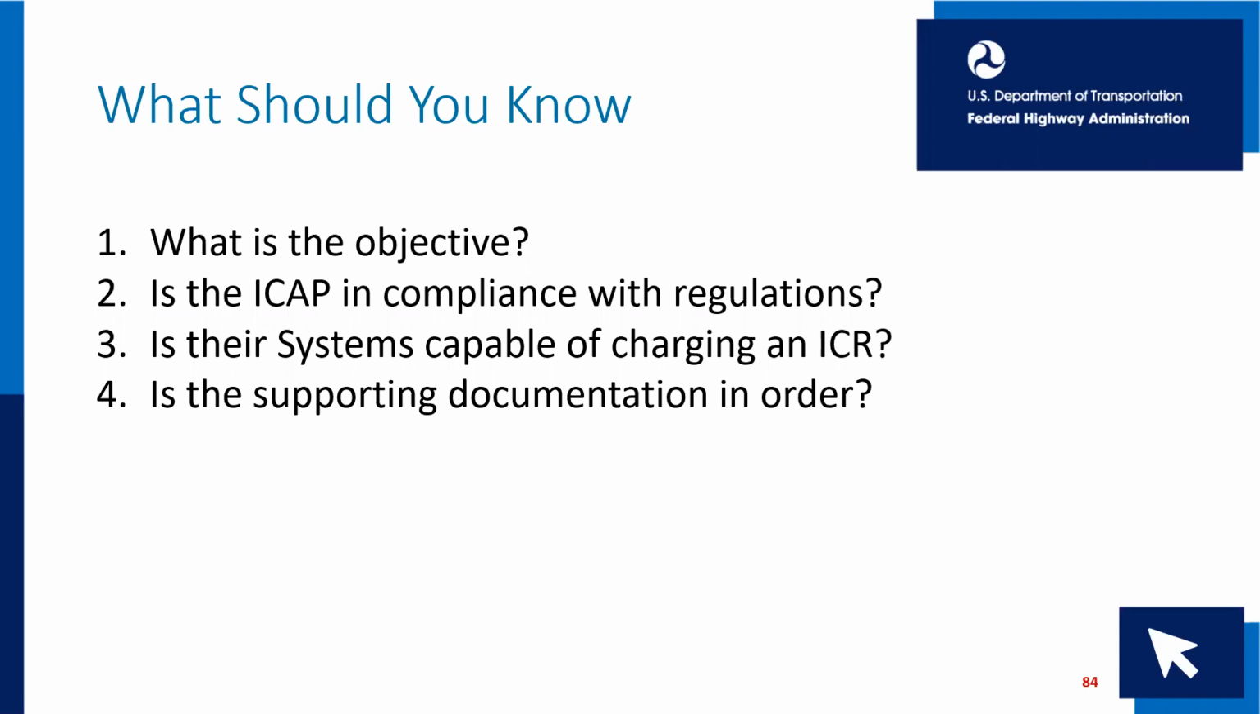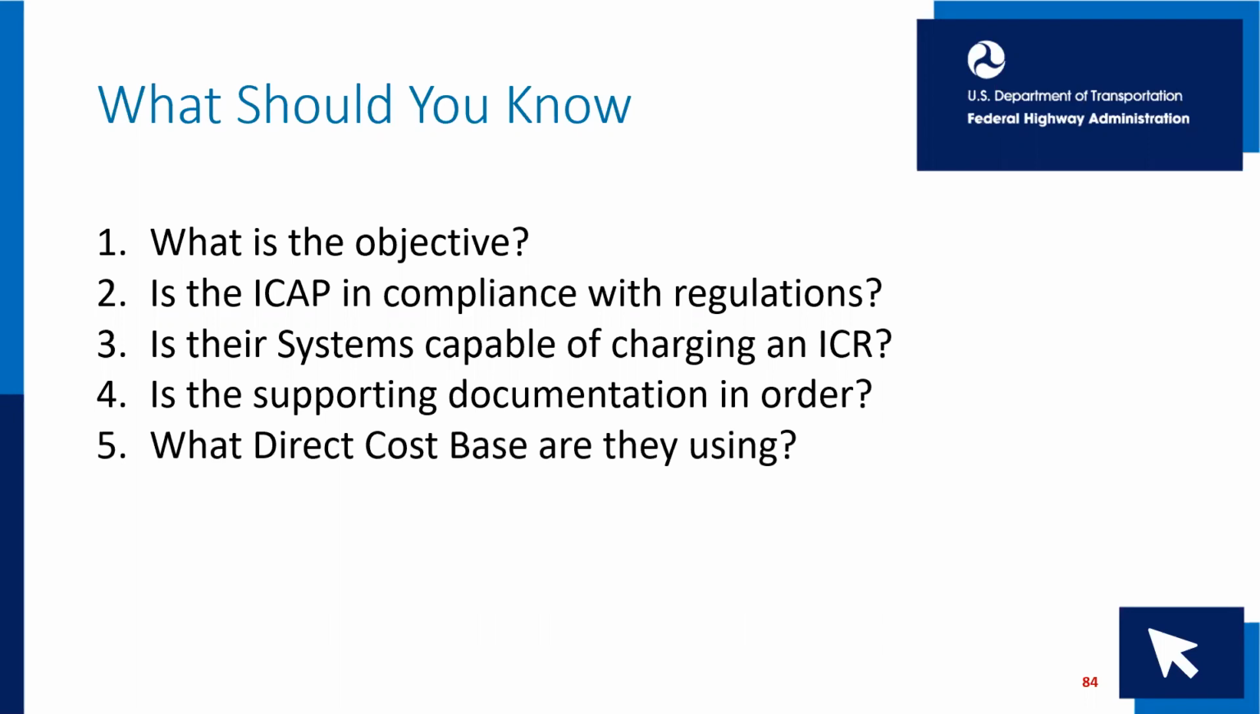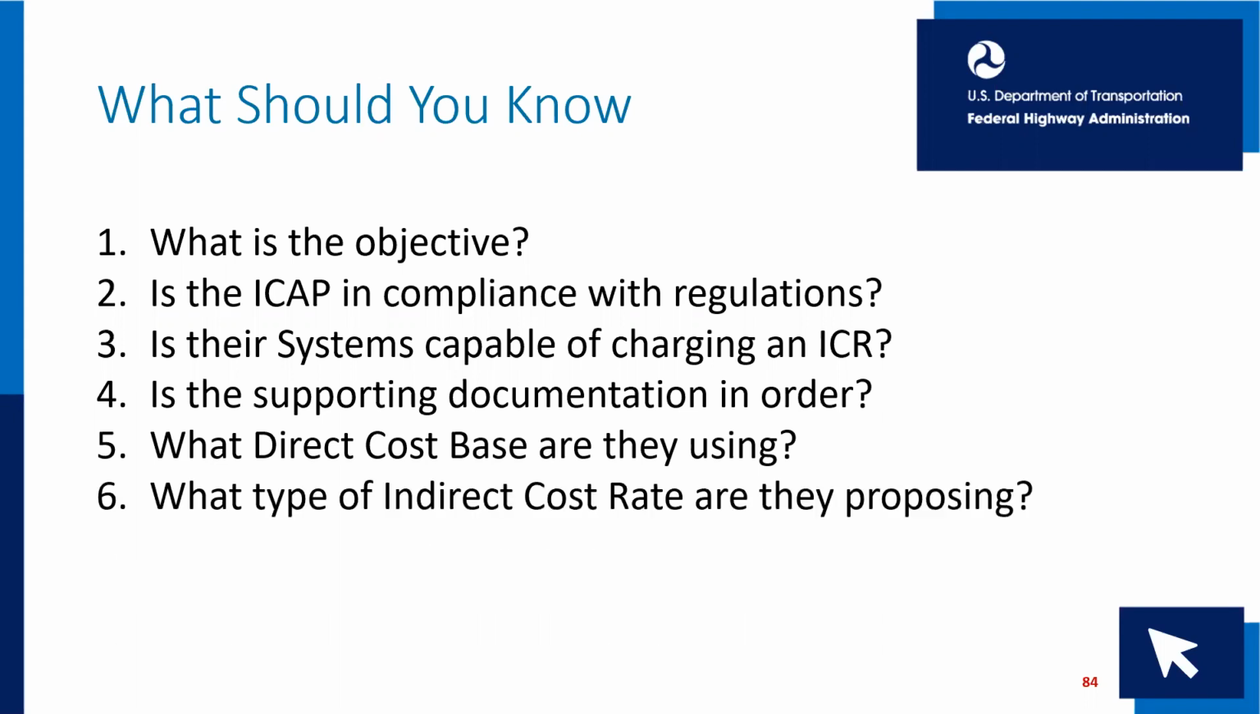Just to make sure that you've got all the right stuff. What direct cost base are they using? That should be identified in there very clearly. You'll see that in our example. What type of indirect cost rate are they proposing? That obviously needs to be in there. We'll see that. Is the rate proposed accurate? And this is where you get into your number crunching.